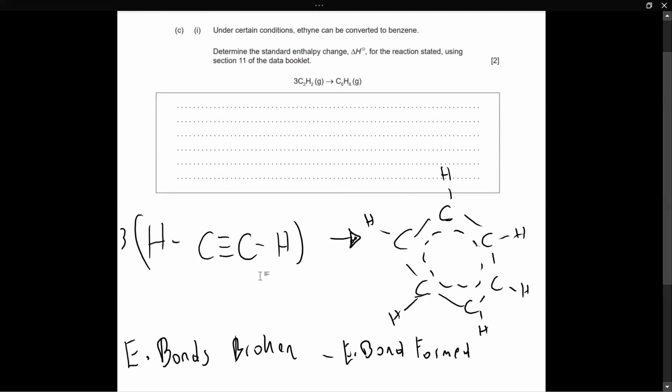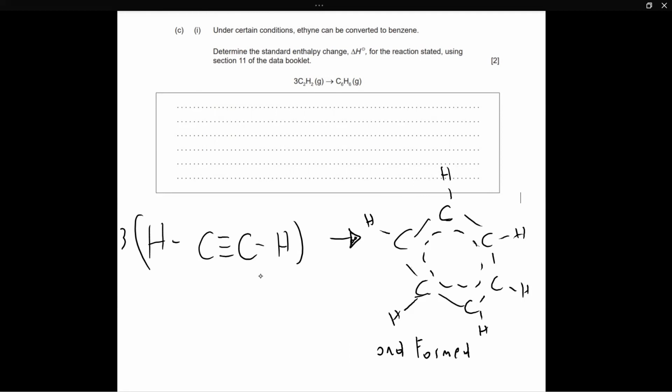Let's take a look at this molecule, ethyne. How many bonds are going to be broken in ethyne? Well, for the sake of this question, I'm going to assume that all of these bonds are broken, and that's what you should do as well in the exam. Just assume all of the bonds are broken because you're forming a completely new substance. So in these questions, assume that all of the bonds are broken.